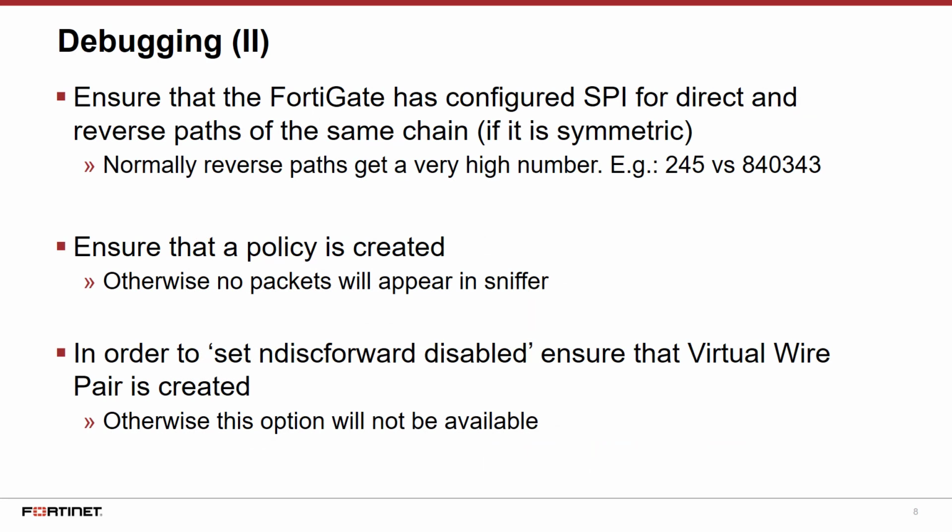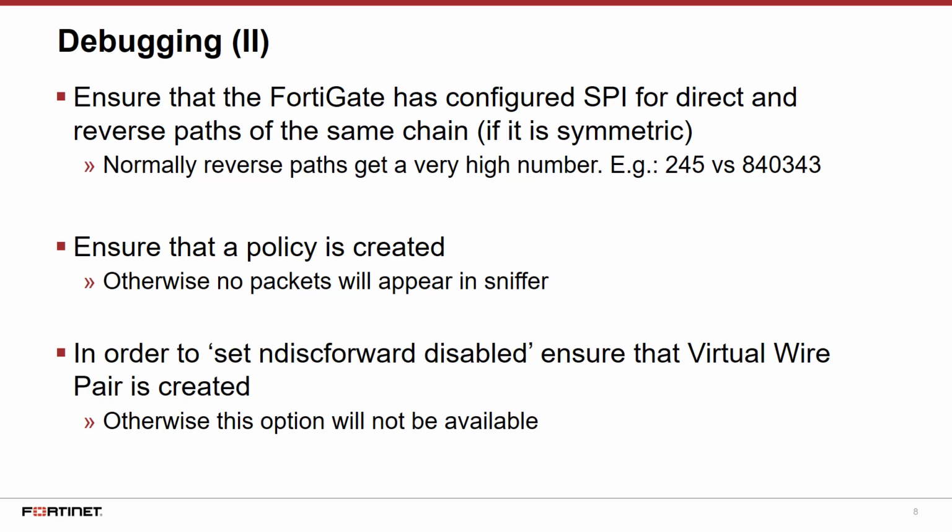There are also some tips for debugging that normally help the first time that you are configuring the FortiGate in this environment. One of the main things that you have to check is that the FortiGate has been configured both for direct and reverse traffic. This means that the IDs for the SPI for direct and reverse must be included in the policy.